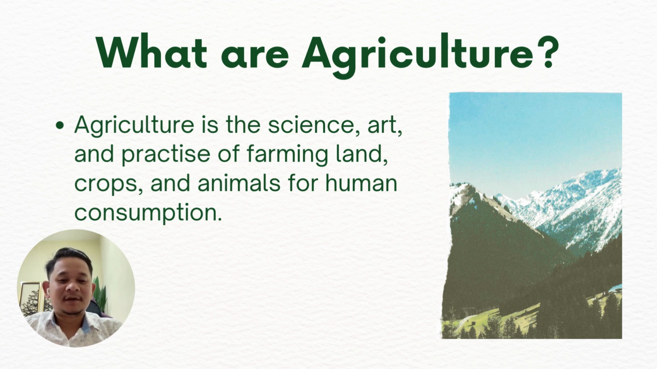What is agriculture? Agriculture is the science, art, and practice of farming land, crops, and animals for human consumption. This includes the raising of crops and cattle in addition to processing, packaging, and marketing of agricultural goods. Agriculture is an essential component of many different economies, but this is especially true in less developed nations where a significant number of people may depend on agriculture for both their means of subsistence and their food supplies. In addition to this, it has the potential to be a substantial contributor to economic growth and development via the creation of jobs, the production of money, and the earning of foreign currencies.